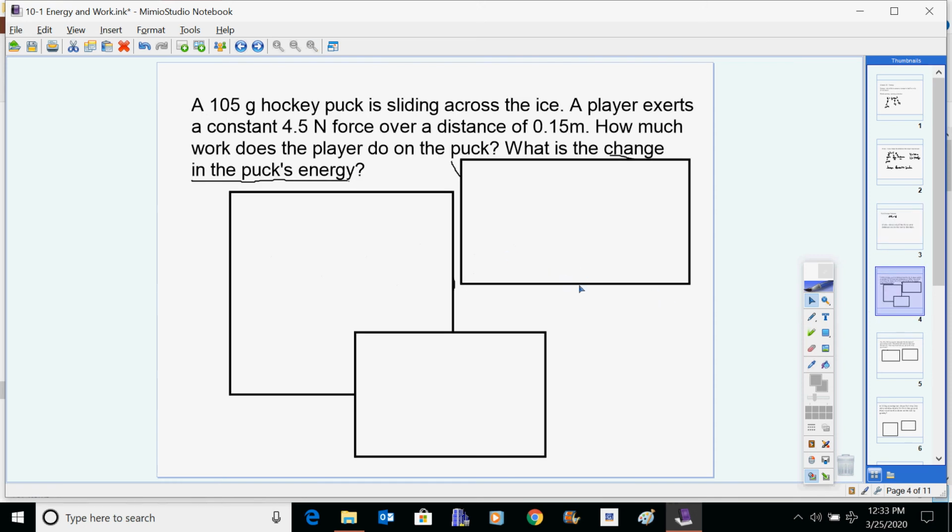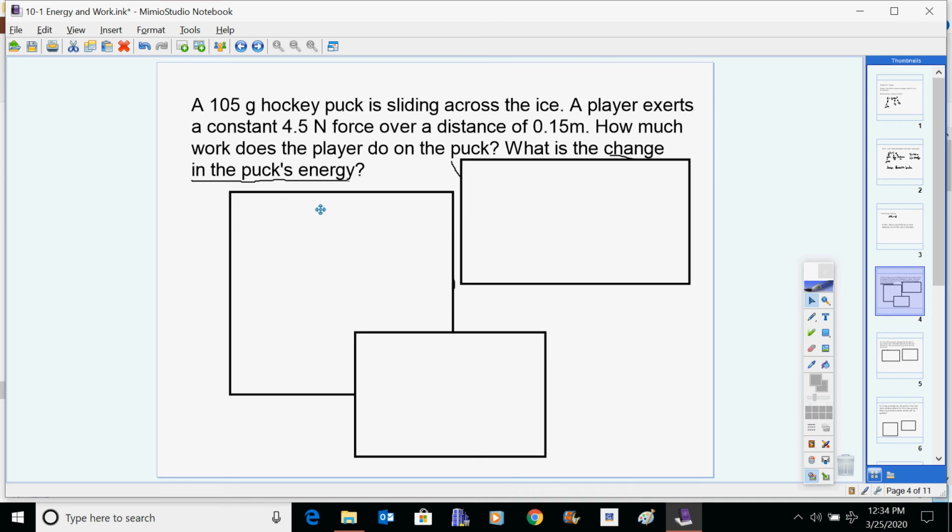So let's take a look at some examples. We have a 105-gram hockey puck sliding across the ice, and a player exerts a constant 4.5 newtons of force over a distance of 0.15 meters. Okay, so he's got a force and he's got a distance. So we can answer the question first: how much work does the player do on the puck?